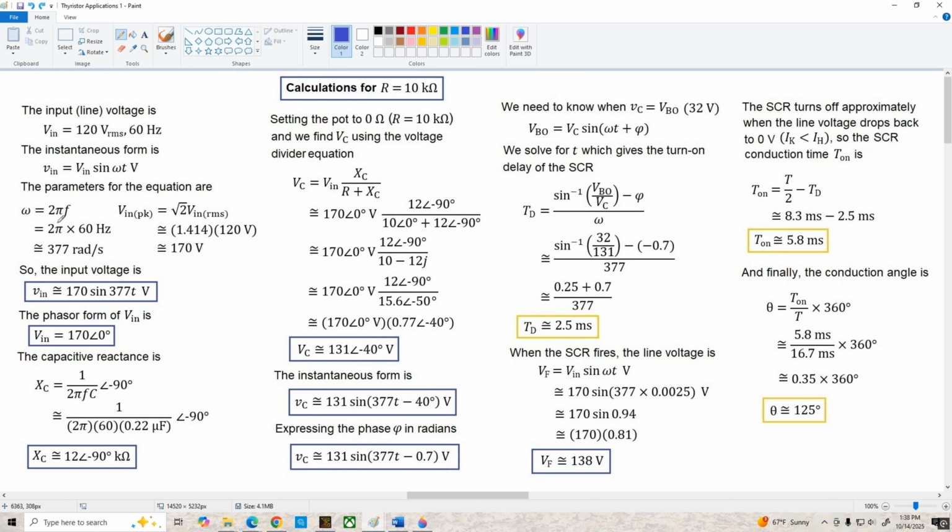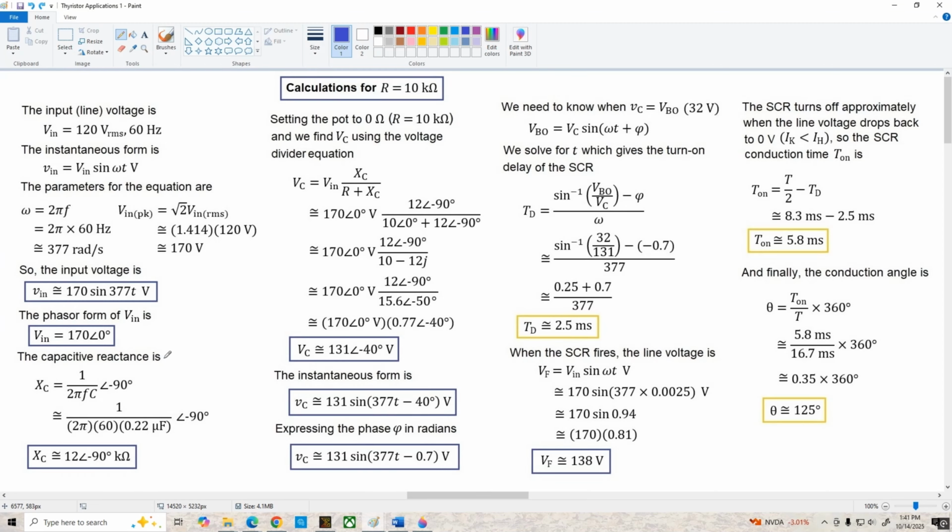That's 2 pi f, 2 pi times 60, which is about 377 radians per second. And the peak amplitude of the AC line is just the square root of 2 times the RMS value. That's about 170 volts. So our input voltage equation is shown here, 170 sine 377t volts. In phasor form, if we assume this is our reference, it's going to be 170 volts at 0 degrees.